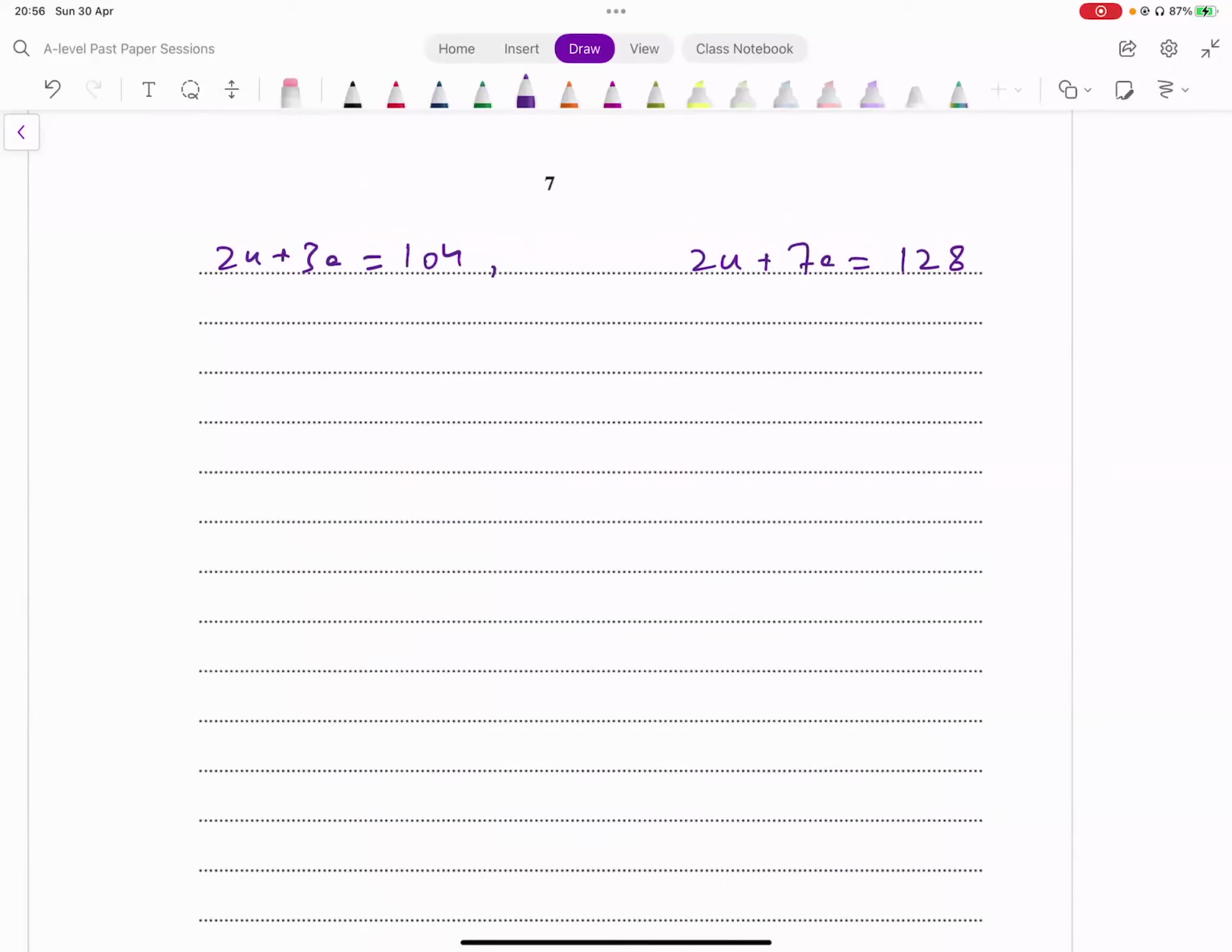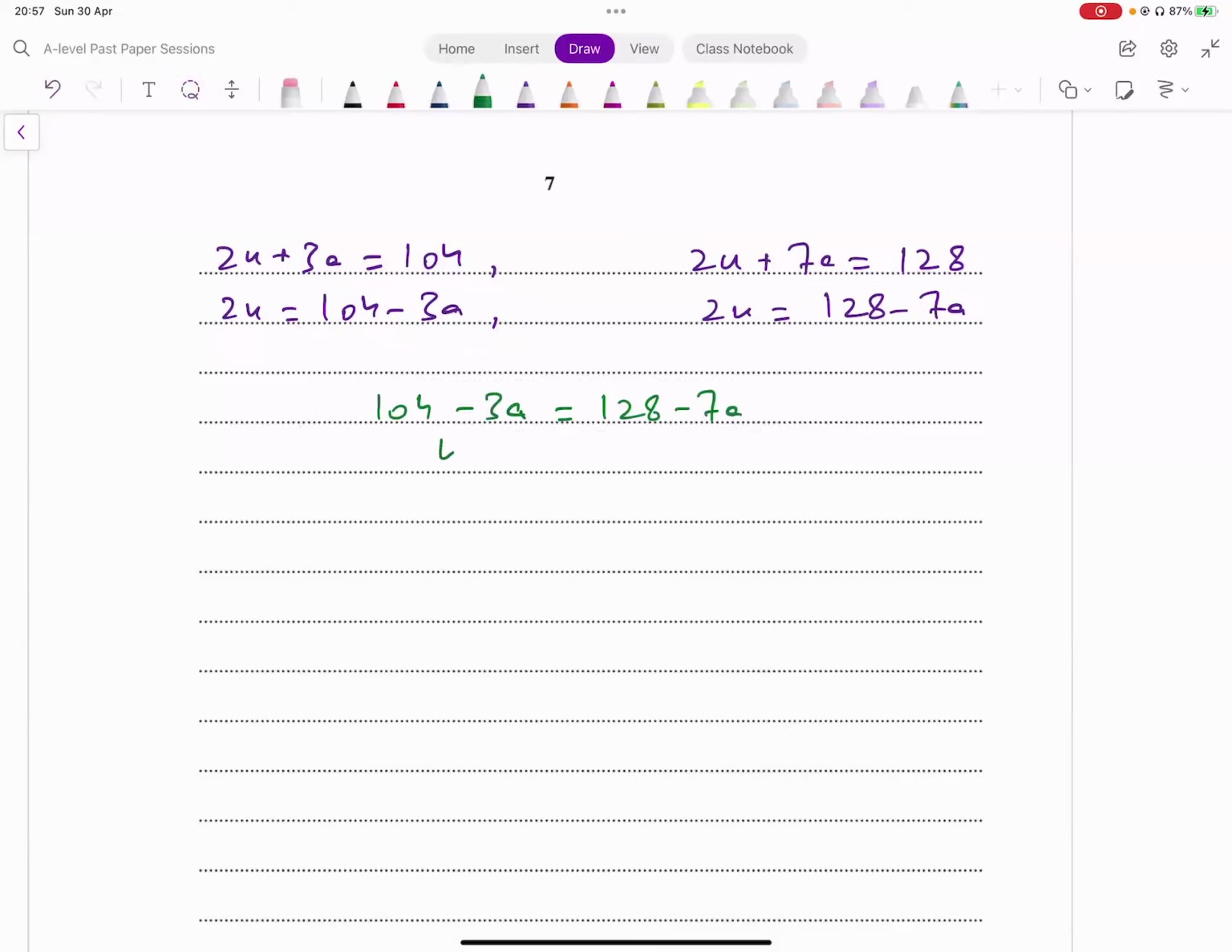ठीक है. Now दोनों sides पे 2u आ रहा है, तो 2u को ये subject बना लेते हैं. उससे हमें क्या मिलेगा? 104 minus 3a and 128 minus 7a, and this turns out to be 104 minus 3a equal to 128 minus 7a, right? Because 2u is either equal to this or equal to this. That means ये दोनों चीजें एक दूसरे के equal होने चाहिए. We get an equation from this. We can just solve this equation and find the value of a from this.